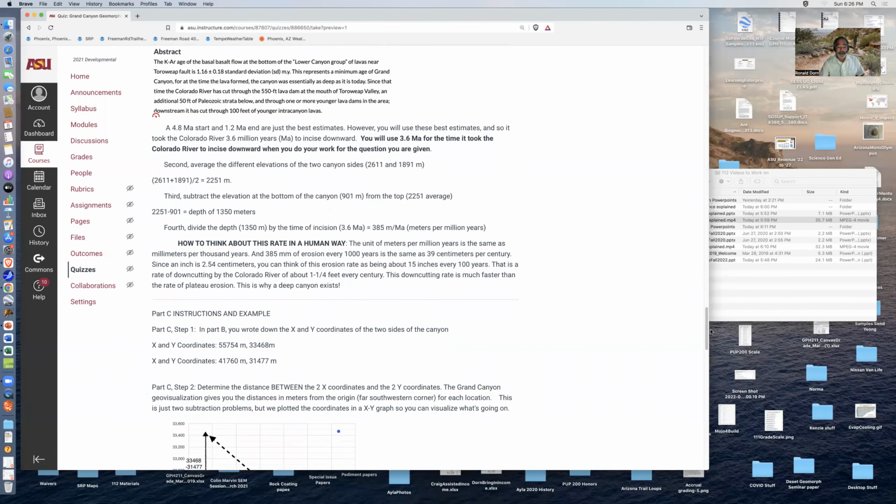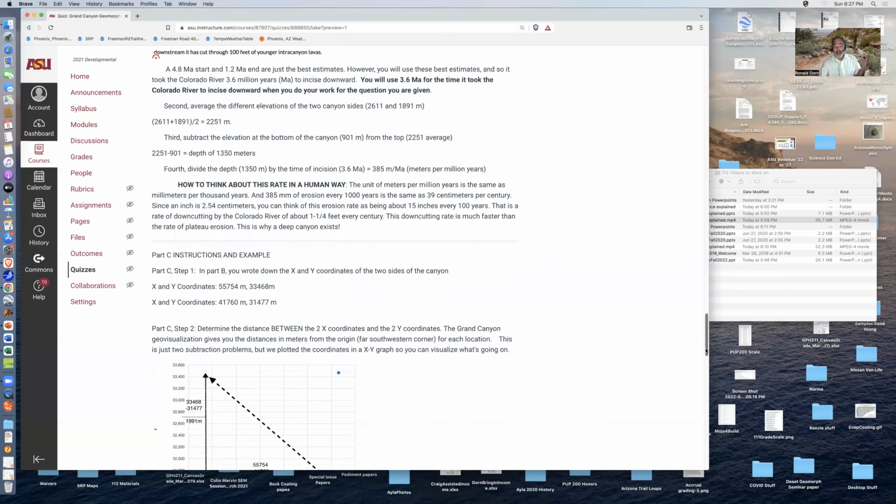So the instructions in Canvas walk you through the idea that to figure out how much incision occurred, you simply average the 2 sides of the canyon, and the instructions walk you through that. And you divide the depth of the canyon by 3.6 million years, and you get a rate of 385 meters per million years, which is about a rate of 1.25 feet every century.